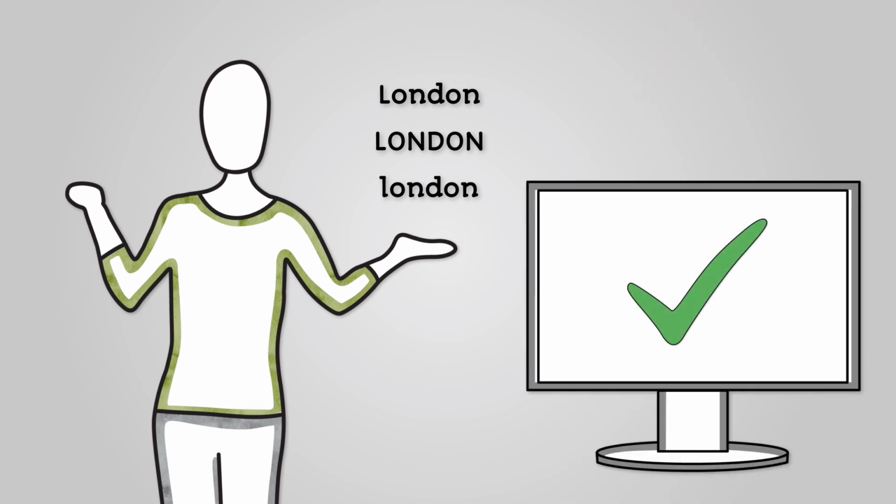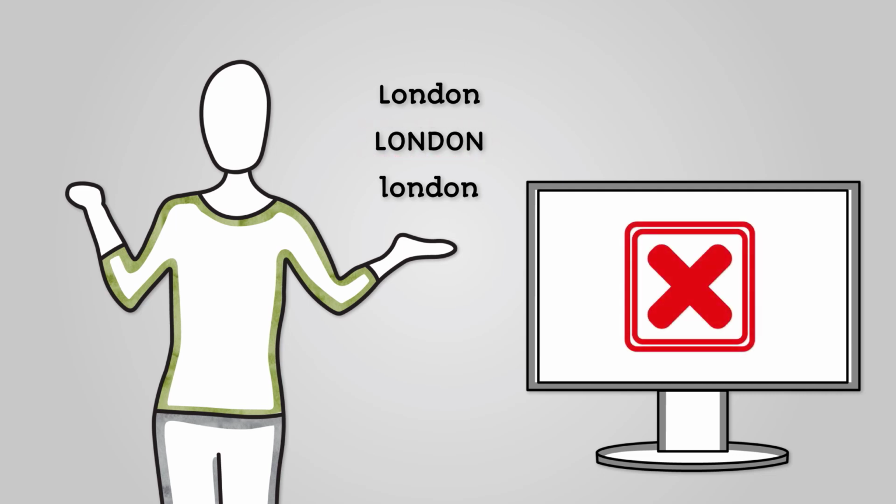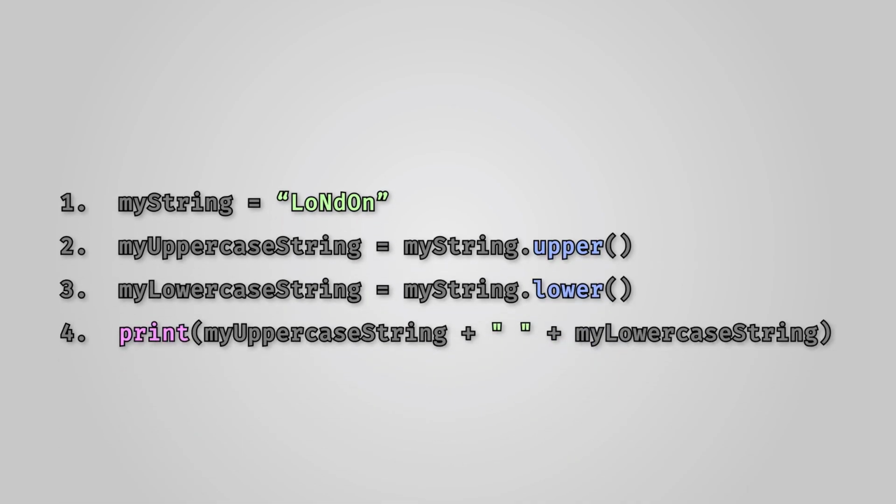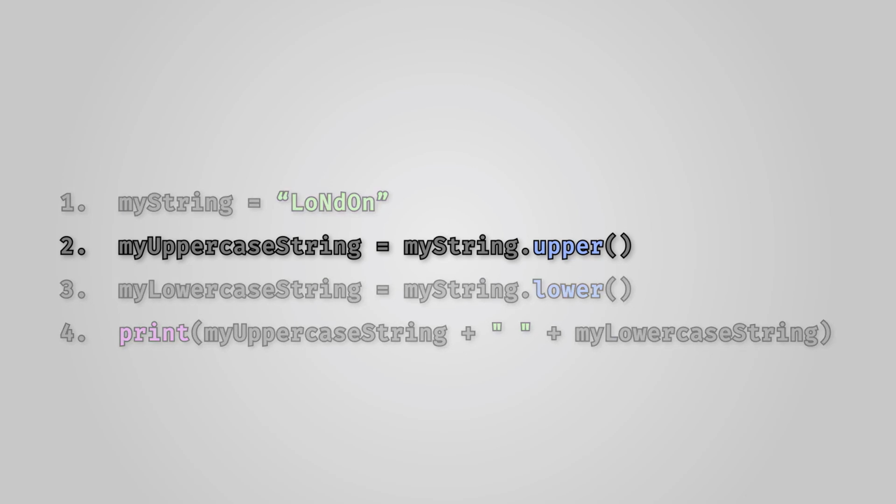However, if I compare London with the first letter capitalised to London with all letters capitalised using a programming language, it will say they are different. So, what we do is convert everything to lowercase, and it makes our checking a lot simpler. Converting to uppercase or lowercase is pretty simple to do. You can see here that on line 2 we are converting our string to all uppercase letters, and on line 3 we are converting the same string to all lowercase letters.